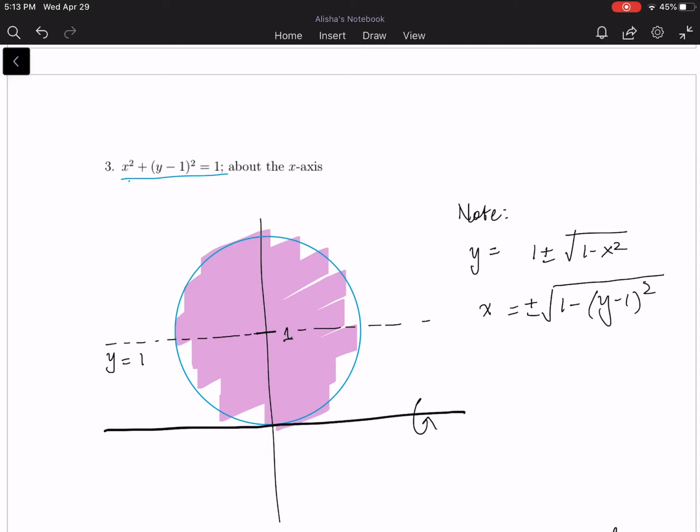So the first thing I did was to solve for x and y, and that's my note here. So if you solve for y, you get two possibilities. y is 1 plus or minus the square root of 1 minus x squared, and similarly for x, you get two possibilities, namely plus or minus the square root of that expression.